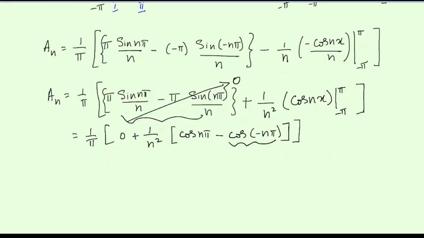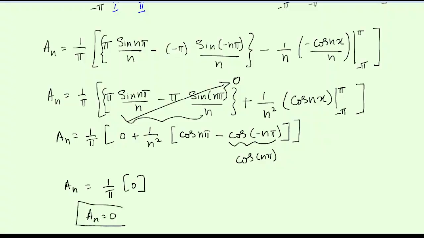Cos of minus n pi, this is an even function, right? So it doesn't matter if what is inside cos is negative or positive, it remains positive. That is, cos of minus n pi is cos n pi itself. So cos n pi minus cos n pi becomes 0. So this entire thing becomes 0. That is, an again becomes 0 as expected.